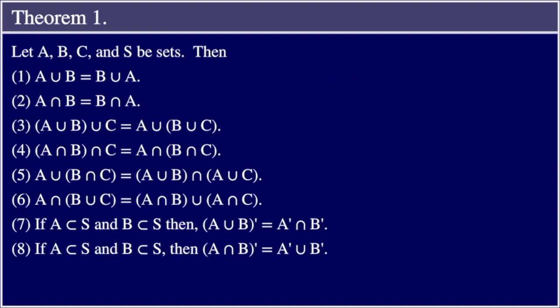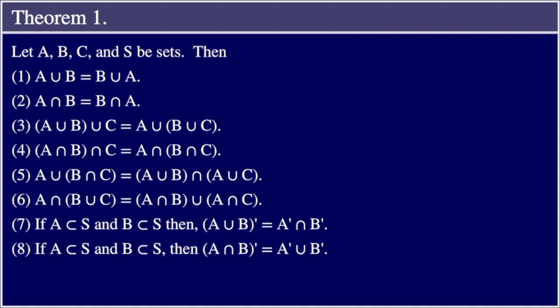Theorem 1. Let A, B, C, and S be sets. 1. A ∪ B = B ∪ A. 2. A ∩ B = B ∩ A. 3. (A ∪ B) ∪ C = A ∪ (B ∪ C). 4. (A ∩ B) ∩ C = A ∩ (B ∩ C). 5. A ∪ (B ∩ C) = (A ∪ B) ∩ (A ∪ C). 6. A ∩ (B ∪ C) = (A ∩ B) ∪ (A ∩ C).